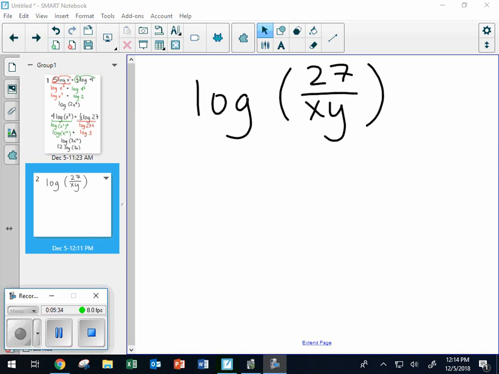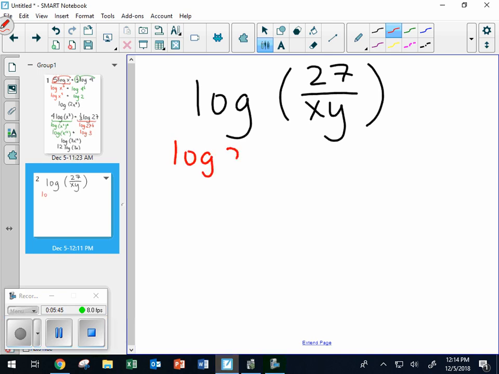Caroline, can you tell me what you did first? Well, I did 27 on the top. It starts off with log 27, divided by the rest. So if it's divided by the rest, then parentheses, log x plus log y. And then if we distribute the negative into the parentheses, it would be minus log x minus log y.